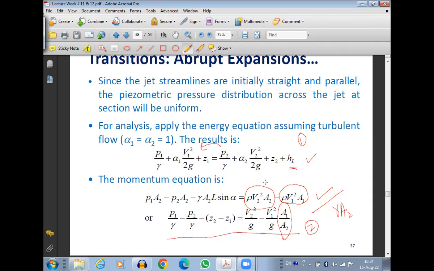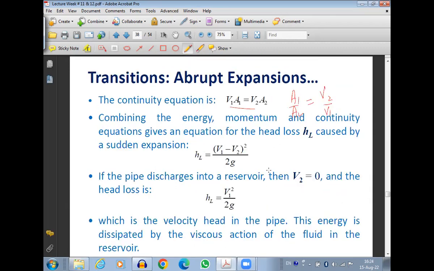Pressures will be cancelled, and the expression left for HL will be (V1 minus V2) whole square upon 2g. Combining the three equations together, continuity, momentum, and energy equation, we can get an expression for HL like this. You can try this on your own. How do we get this expression?